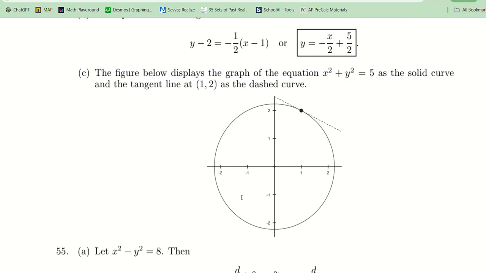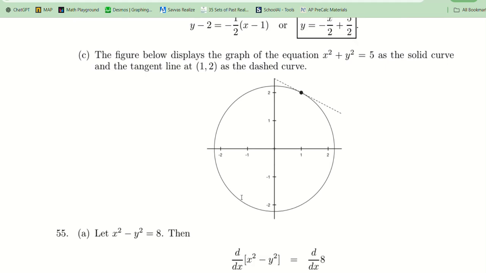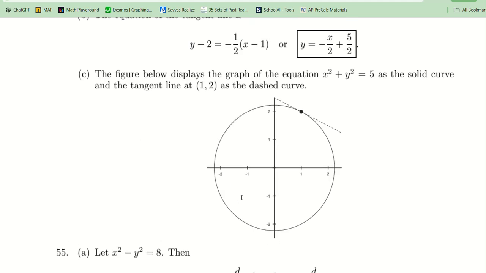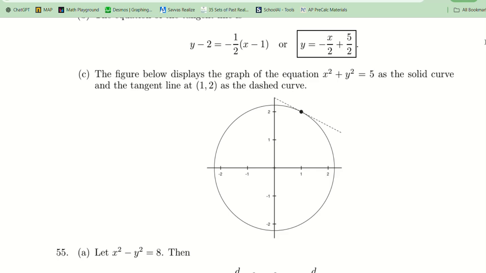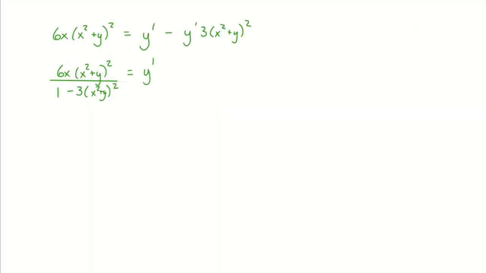Ooh, x squared minus y squared. That is no longer a circle, because x squared plus y squared is a circle. I don't want to spoil the surprise. I don't know off the top of my head. A sideways parabola, I think. We'll find out. All right, 55: x squared minus y squared equals 8.